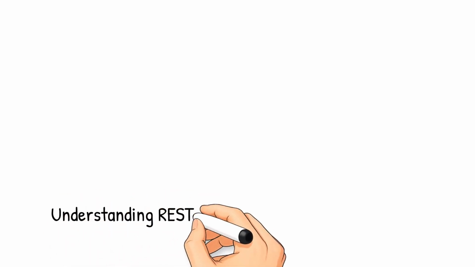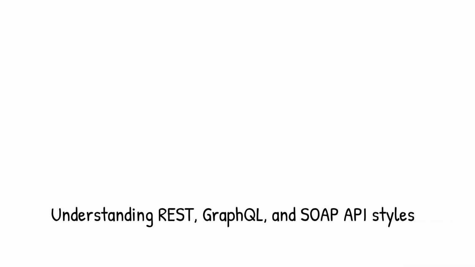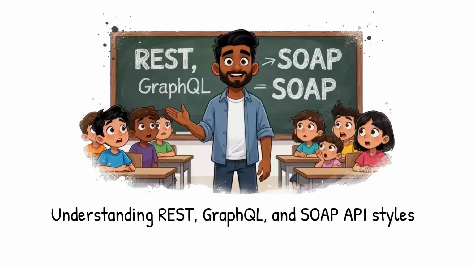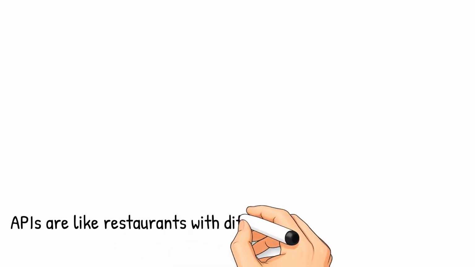You've probably heard people throw around words like REST, GraphQL, and SOAP, and honestly, it sounds like alphabet soup. But here's the secret. These aren't scary new things. They're just different styles of ordering the same meal. And once you see them as a restaurant, it all clicks.